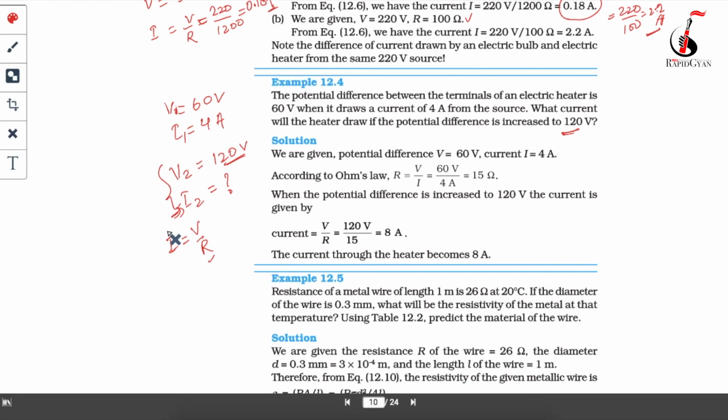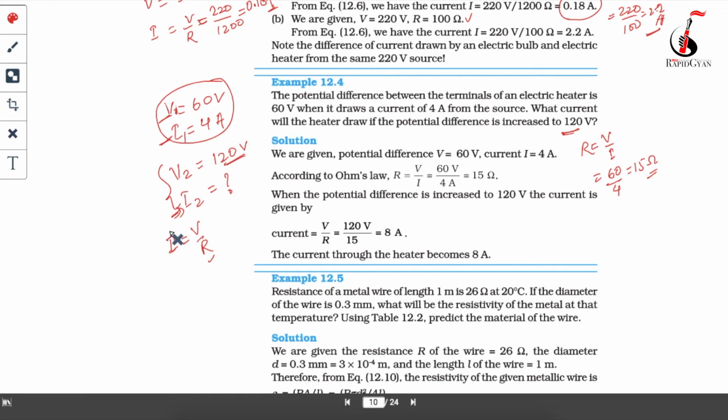And how am I going to find the value of R? From the first part of the question. In the first part, what are they saying? They have given V and I, correct? So of course I can find the value of R. So R is equal to V upon I. So V is 60 volt upon 4 ampere. That means I will get the value of R as 15 ohm.